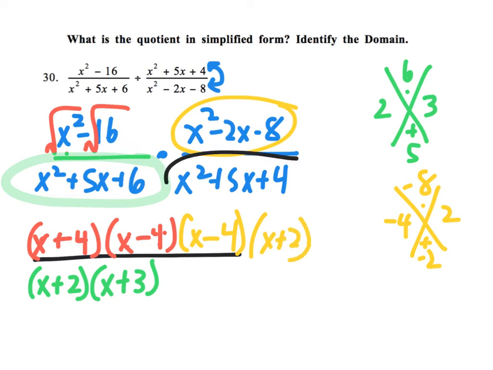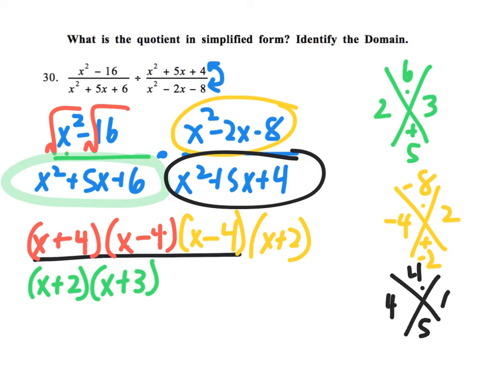So x minus 4 and x plus 2. And then my last one, we have x squared plus 5x plus 4. So we're looking for something that multiplies to 4 and adds to 5. It's going to be 4 and 1. So we have x plus 4 and x plus 1.